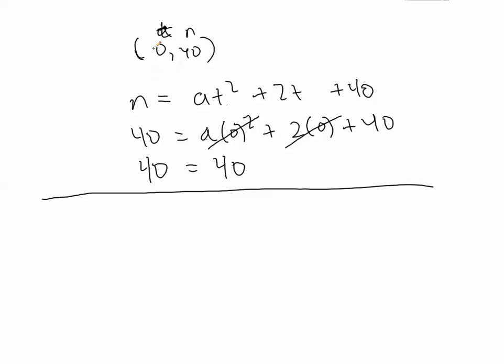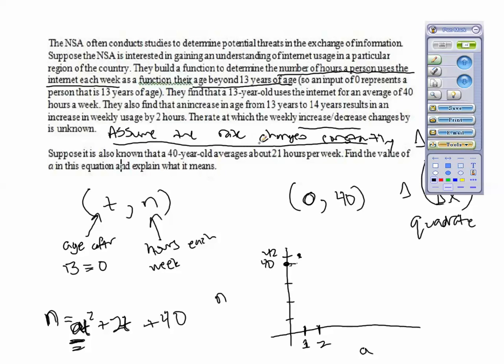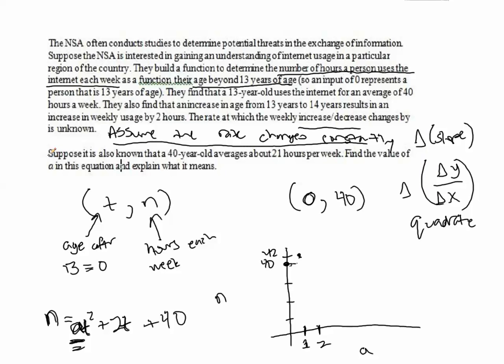So I need another point. I can't use the vertical intercept because that just zeroes out the whole term that involves the variable I want to solve for, and that's not helpful. So it's not that it's wrong, it's just not helping us do what we wanted to do. Well, here's some more information.